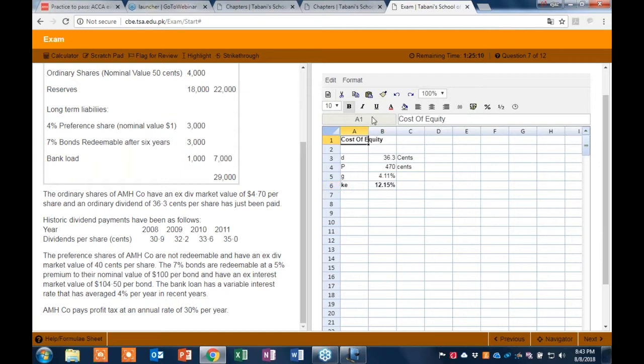Before we can calculate the cost of capital, we must first calculate the cost of equity and cost of debt. So we're done with the cost of equity part. Now let's calculate the cost of debt.